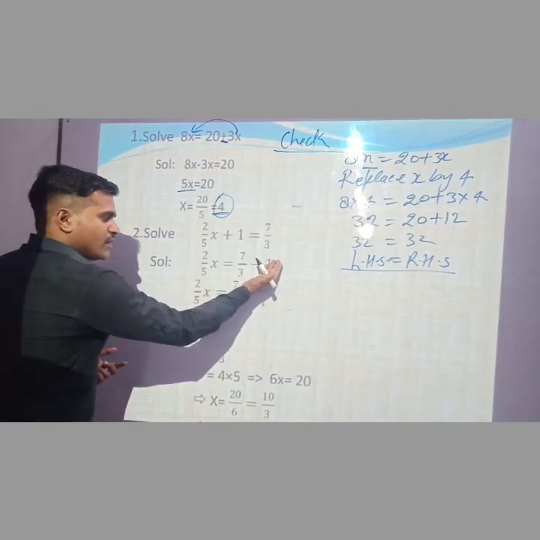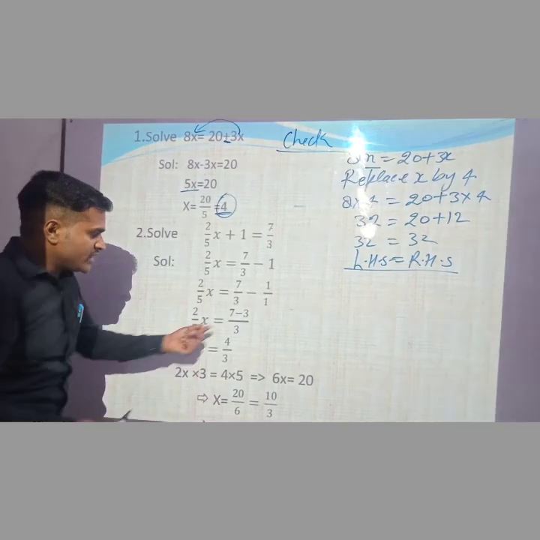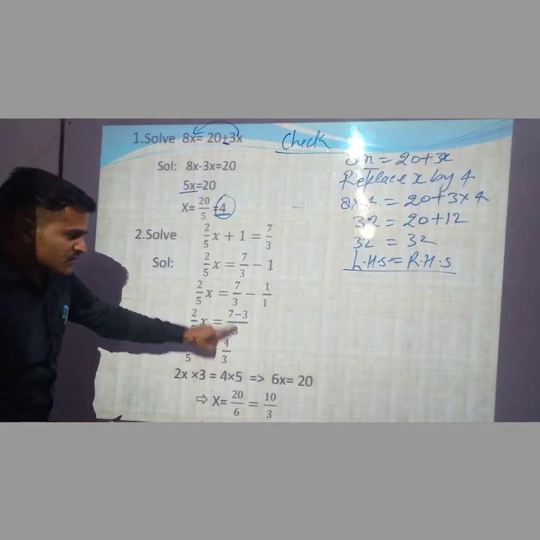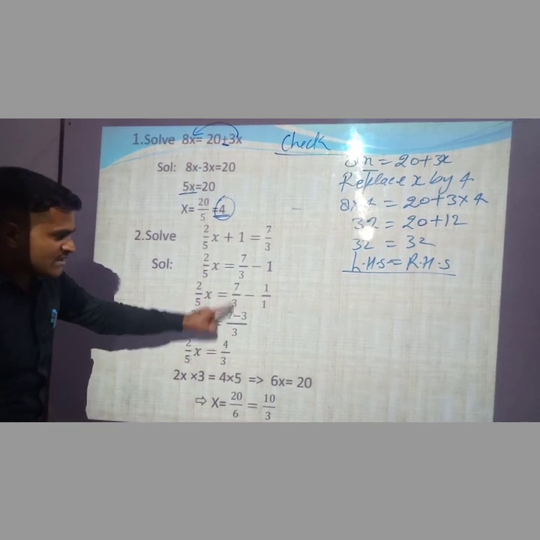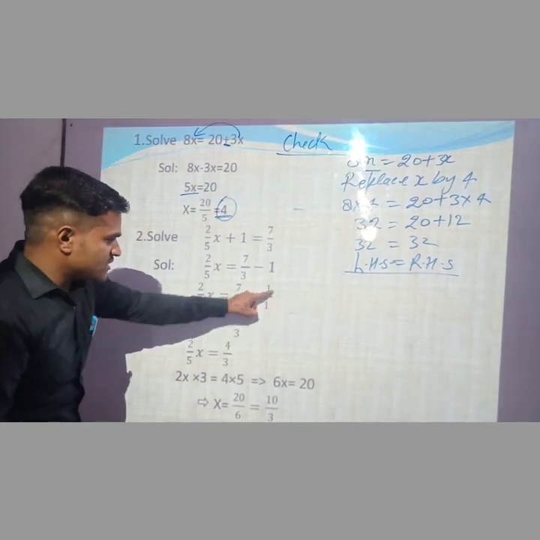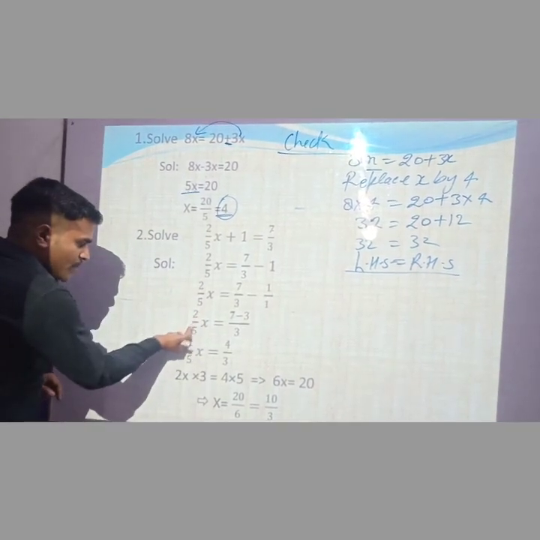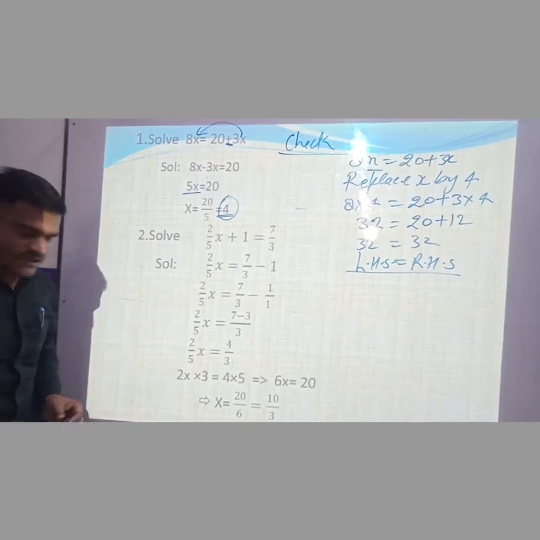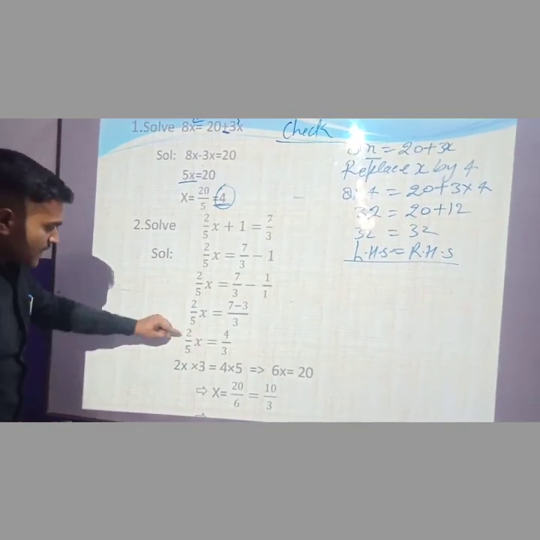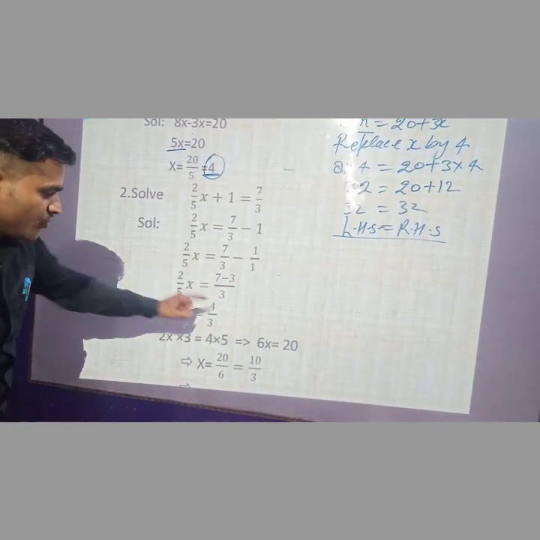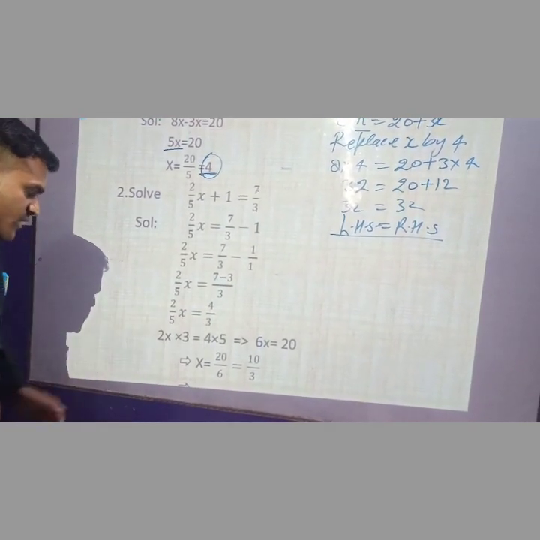So 7 upon 3 minus 1. So we may write 1 as 1 upon 1. Now we will take the LCM of 3 and 1. So LCM of 3 and 1 is 3. 3 divides 3, it gives 1. 1 sevens are 7. 1 divides 3, it gives 3. So 3 ones are 3. So we get 2 upon 5x is equal to 7 minus 3 upon 3. Yes? Any doubt? I hope it's clear. Now, 2 upon 5x is equal to 7 minus 3, 4. So 4 upon 3. Yes?